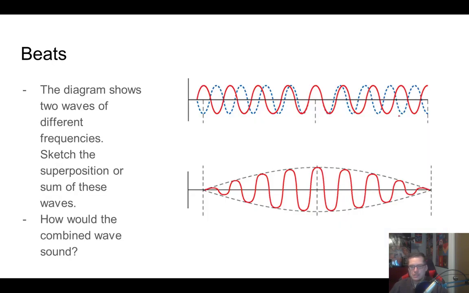Okay, last thing we need to talk about is this idea of beats. Now if you're a musician and you've ever tried to tune your instrument, you're already familiar with this idea. We're just going to discuss very superficially the physics behind it. So beats are caused because you have two waves that have very similar frequency, but they don't line up completely. So notice this top graph, we've got the red wave here, and it goes back and forth, up and down.